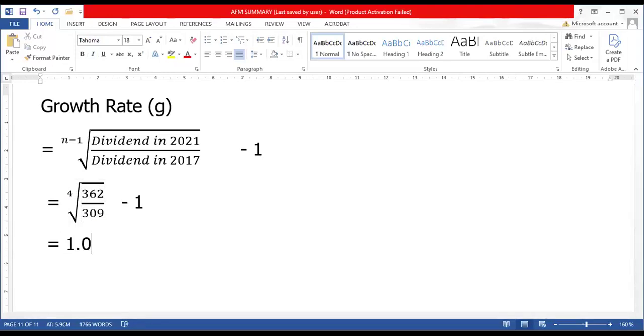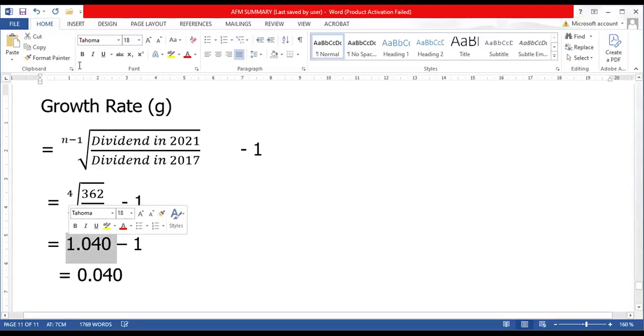1.0403, to 3 decimal places. Then minus 1. What do you get when you say minus 1? You get 0.04. Are you all getting this? Yes. So those who had 4, those who had 5, I hope now you're okay.